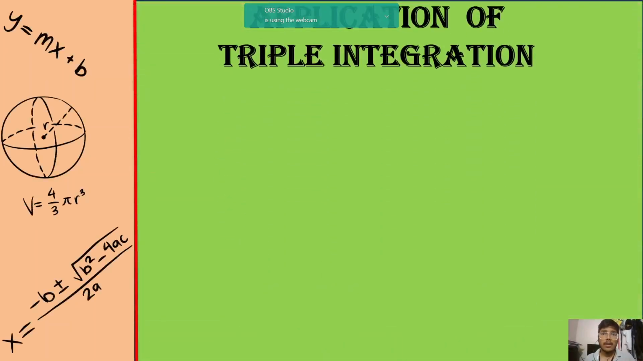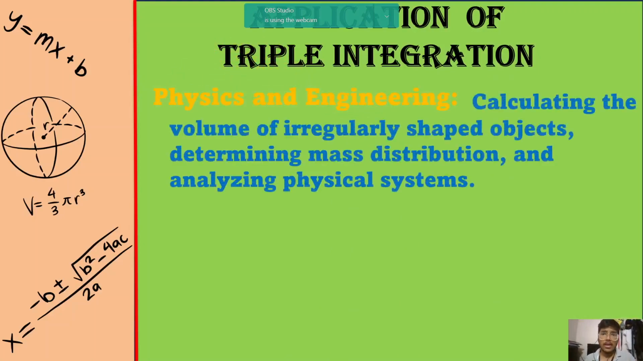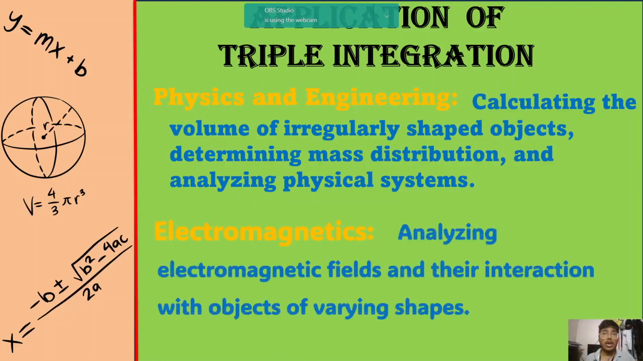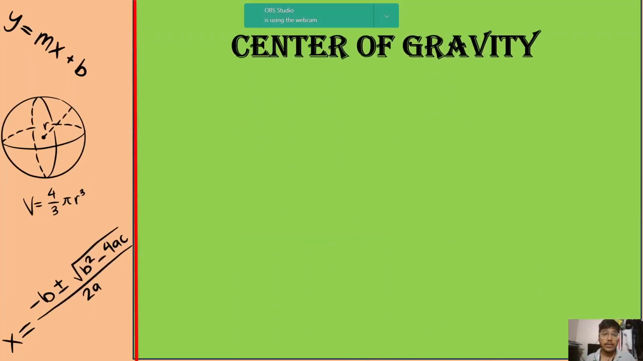The next topic is the application of triple integrals. Where do we apply it? In physics and engineering, we use triple integration to calculate the volume of irregularly shaped objects. We determine the mass distribution and analyze physical systems. The volume of the object is also measured here. And when we are talking about electromagnetics, we analyze the magnetic field and its interaction with objects of varying shape. This is where we apply triple integration.